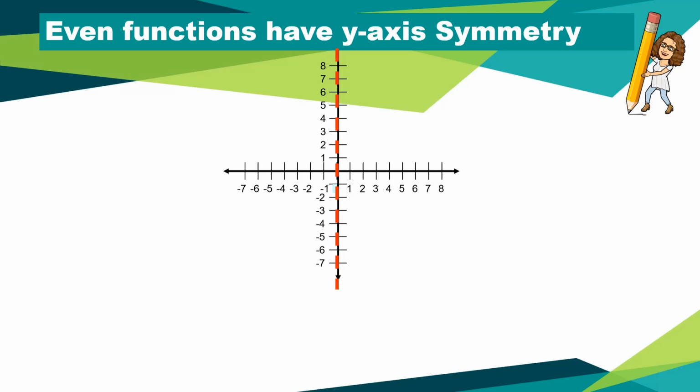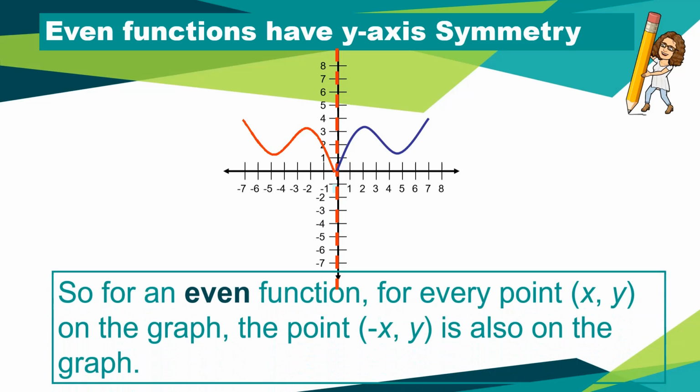Well, we will say that even functions have y-axis symmetry. So right here, I'm going to draw my graph. This graph has y-axis symmetry because those two sides, if I fold along that y-axis, the dotted line, will perfectly line up to one another. Another way that we can identify y-axis symmetry is we can say for every even function, that every point (x, y) on the graph, that point (-x, y) is also on the graph. That's the mathematical way of saying it.